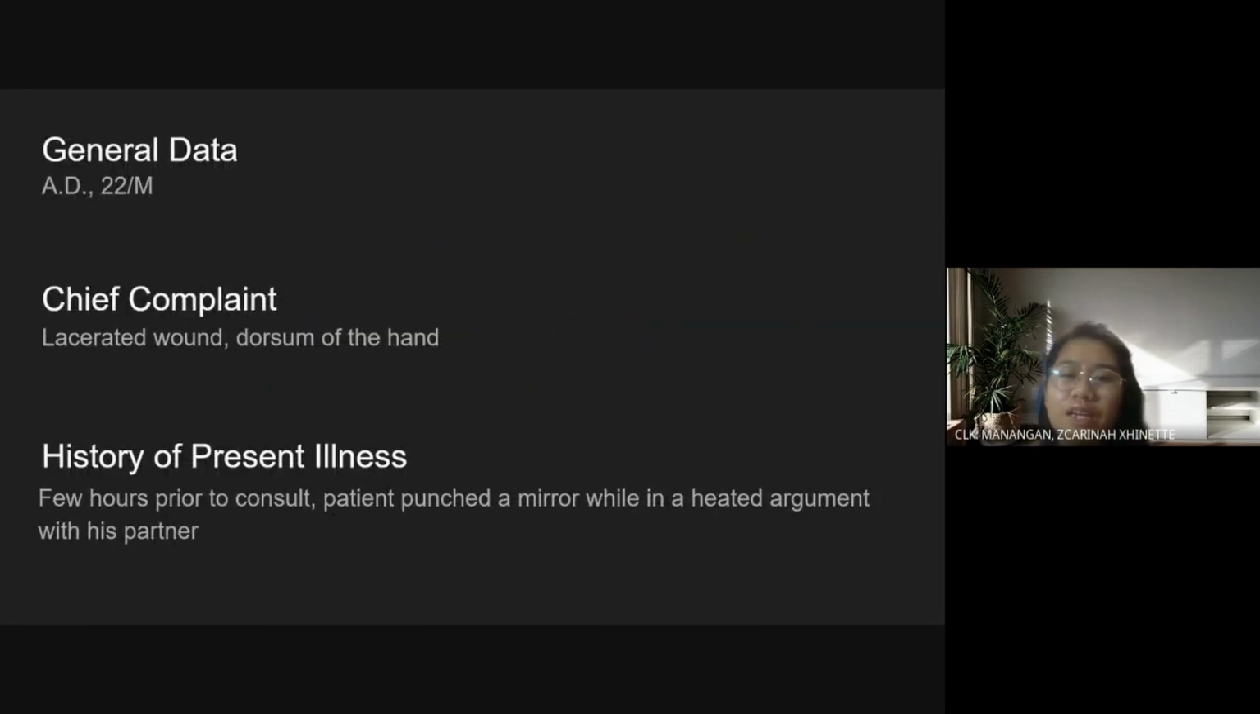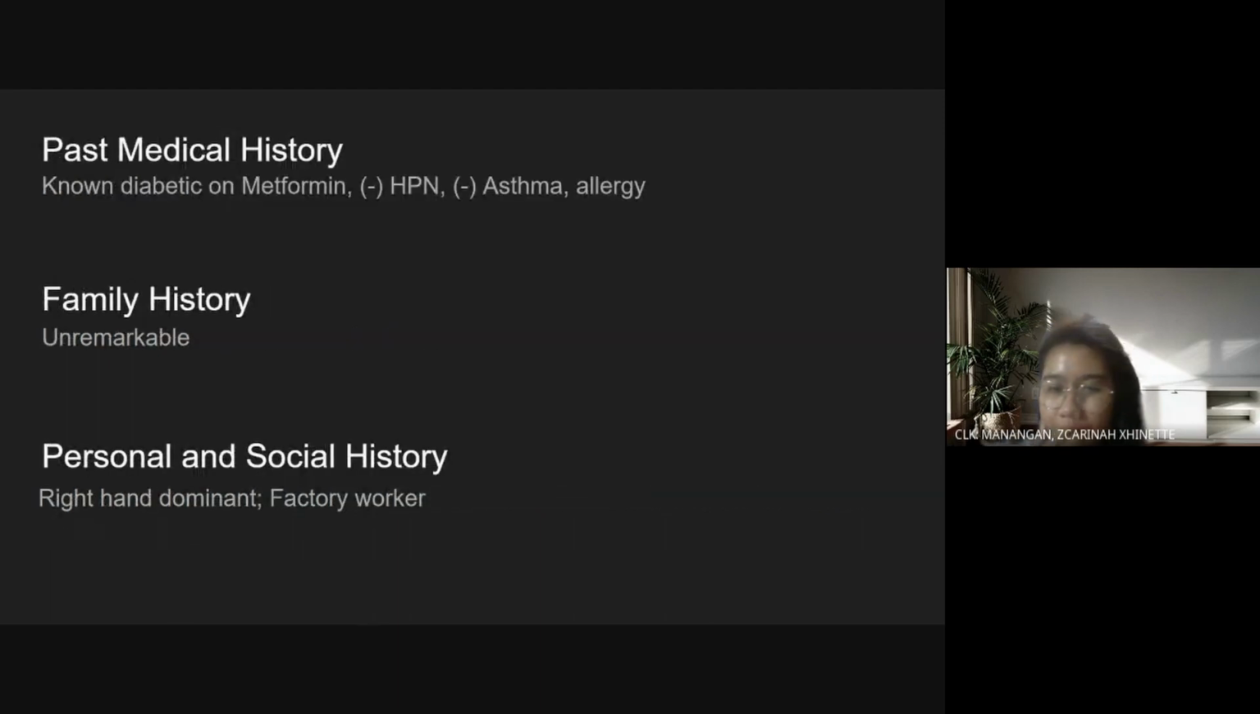So for our case, AD, a 22-year-old male, his chief complaint was a lacerated wound at the dorsum of the hand. The history of present illness was that a few hours prior to consult, the patient punched a mirror while in a heated argument with his partner.